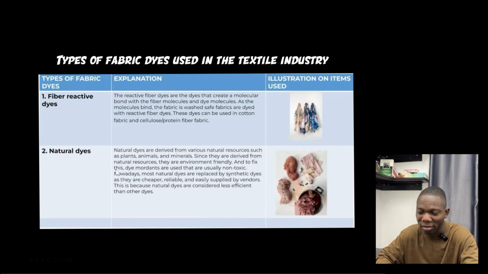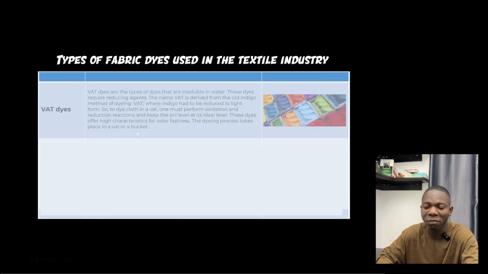Number two, natural dyes. Natural dyes are often gotten from natural resources such as plants, animals, and minerals. Since they are from natural resources, they're often environmentally friendly. Nowadays, natural dyes are slowly getting replaced by synthetic dyes because synthetic dyes are cheaper, reliable, and can be easily supplied by vendors.